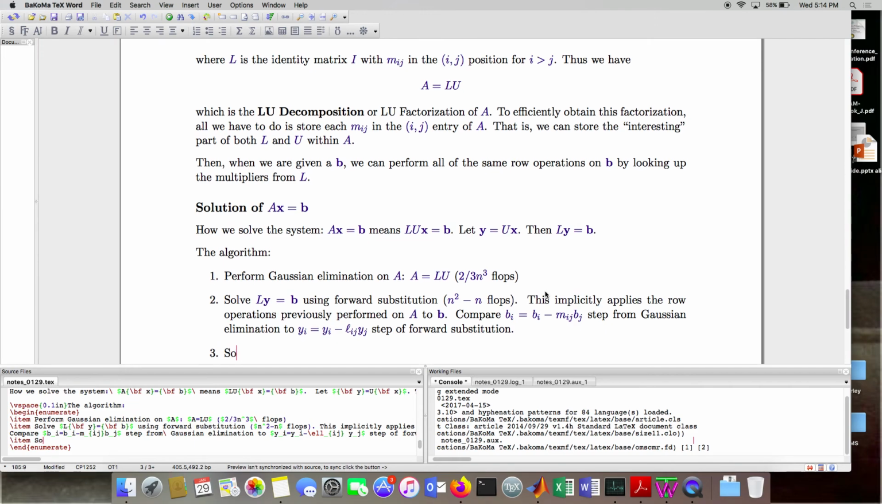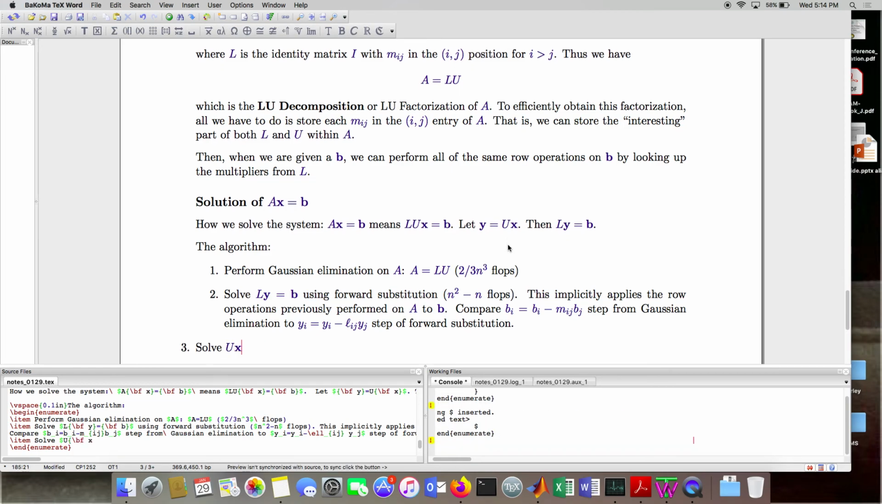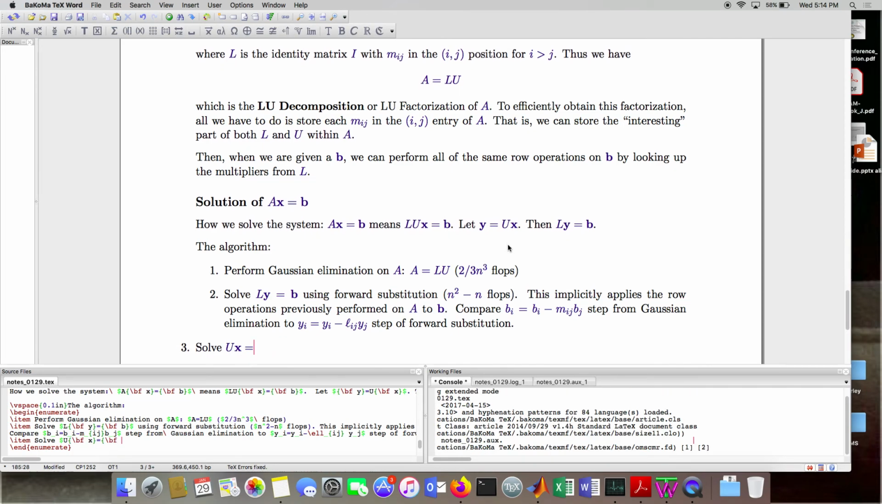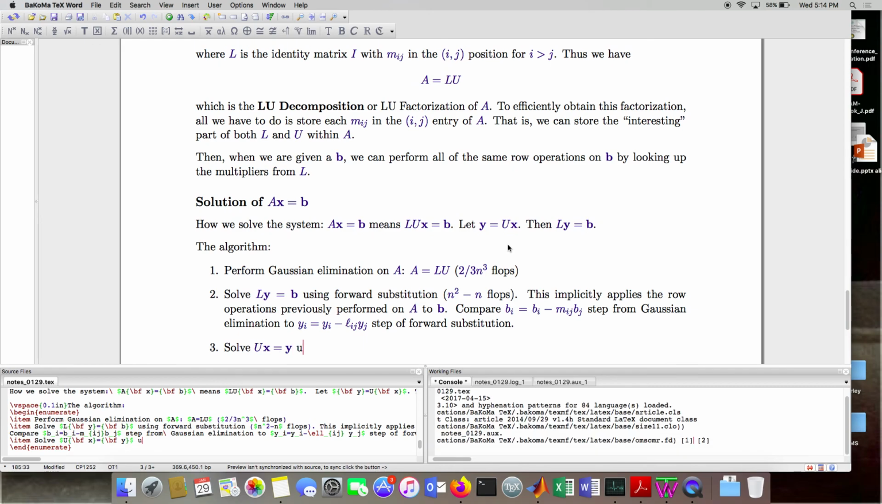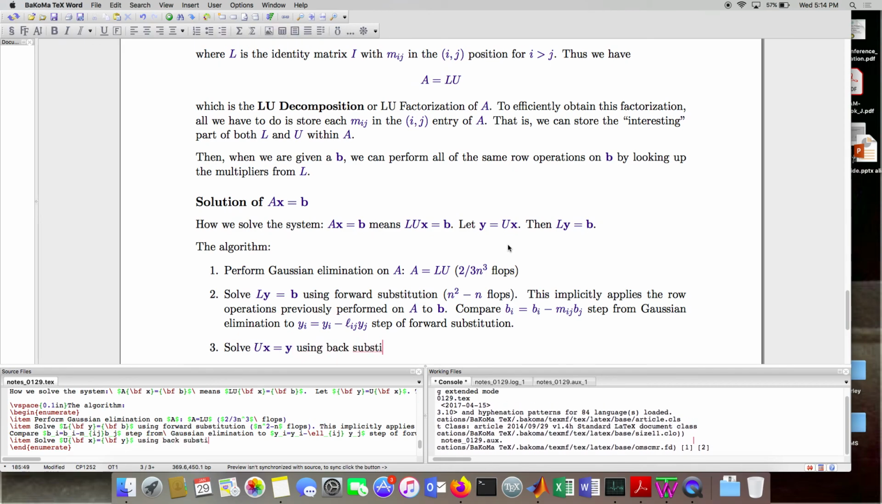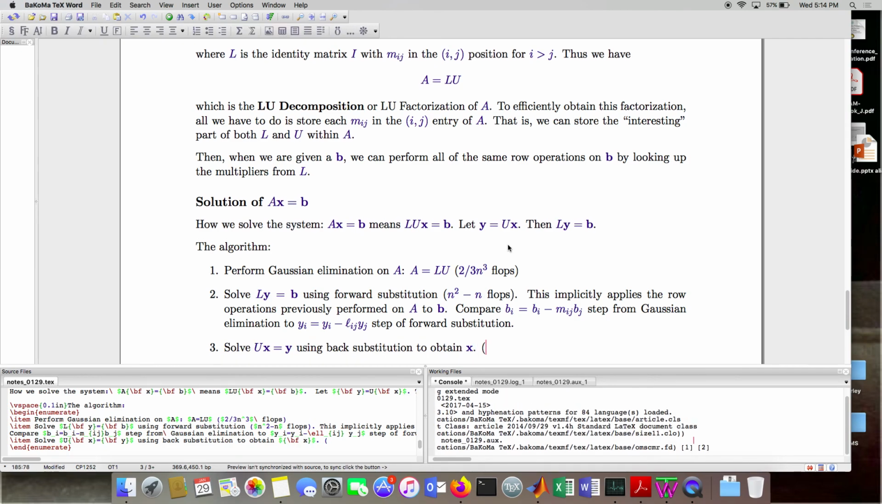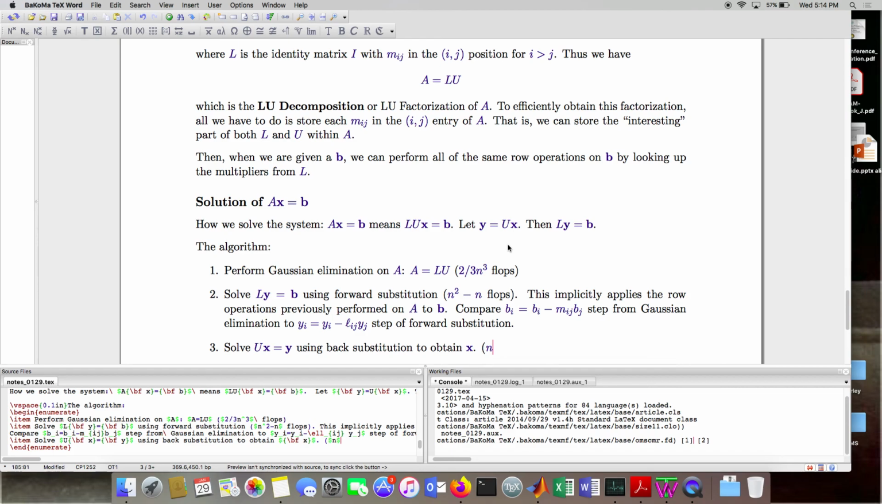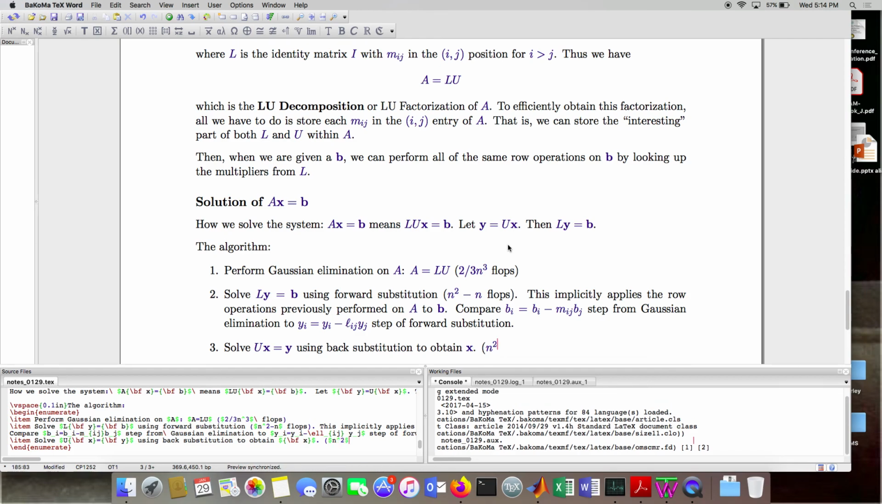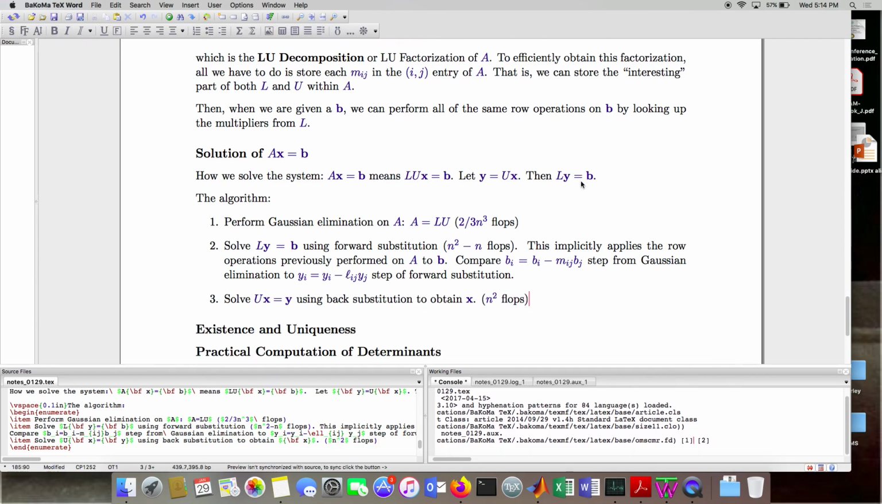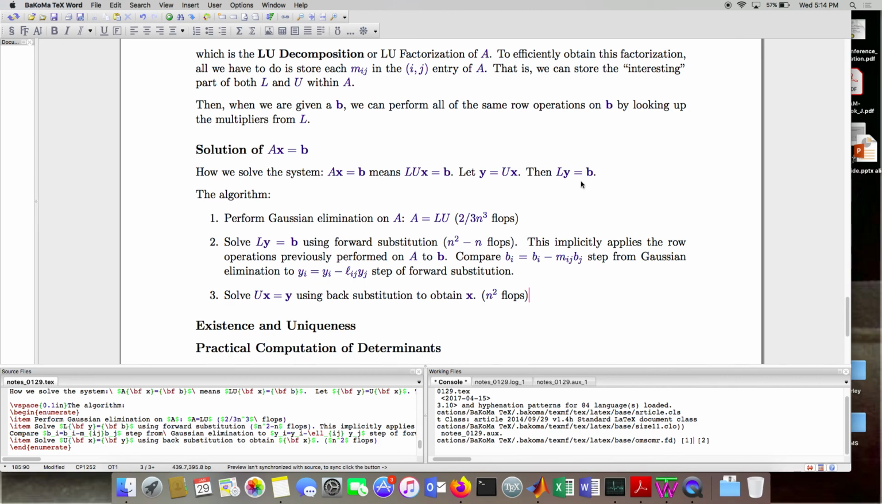And finally, I mentioned Ux equals y. Now we have y, so we solve Ux equals y using back substitution to obtain the solution x. And that takes n squared flops. And that's it. That's the whole algorithm.